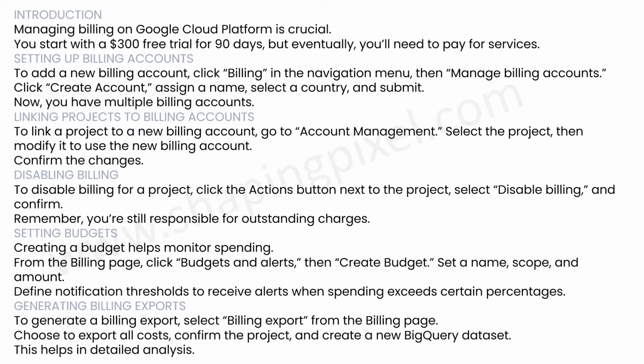Creating a budget helps monitor spending. From the billing page, click Budgets and Alerts, then create budget, set a name, scope, and amount, and define notification thresholds to receive alerts when spending exceeds certain percentages. So to generate a billing export, select Billing Export from the billing page. Choose to export all costs, confirm the project, and create a new BigQuery dataset. These help in detailed analysis.